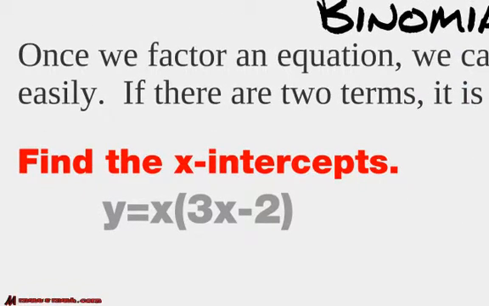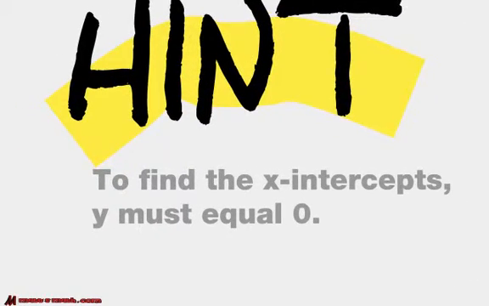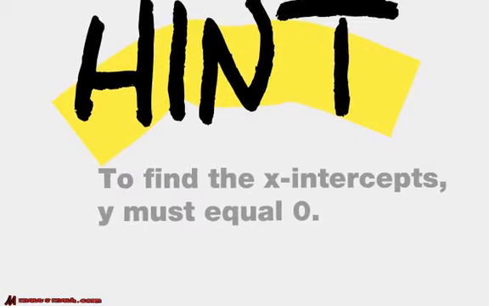All right, so let's find the x-intercepts here. We've got y equals x times the quantity of 3x minus 2. Write that down, and let's try and find where this curved line hits the x-axis. Well, if you think about it, the x-intercept means that y has to be 0. Just like before, when for the y-intercept x equals 0, now for the x-intercept, y equals 0.